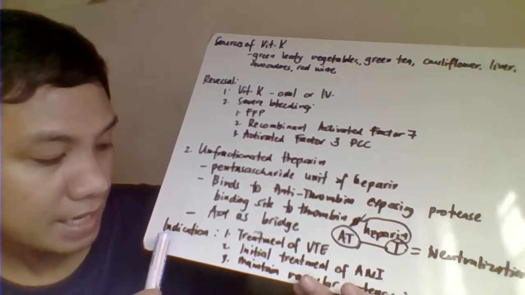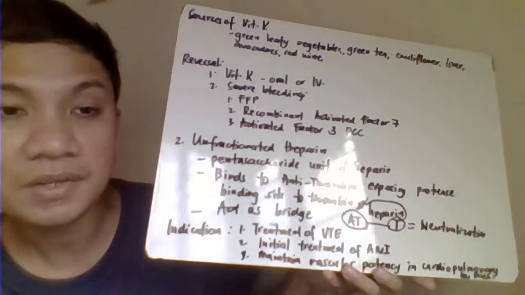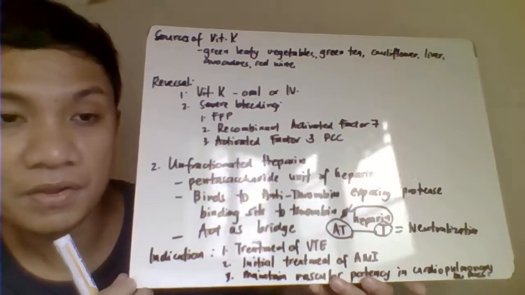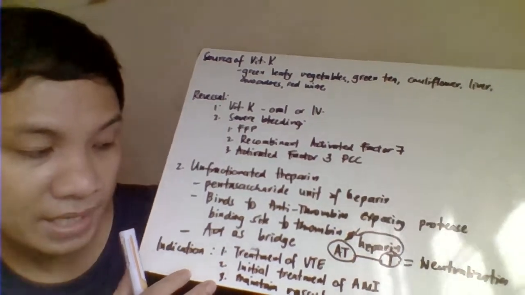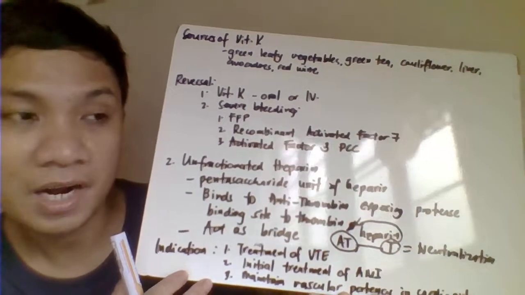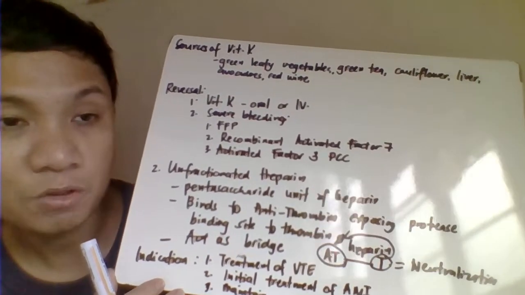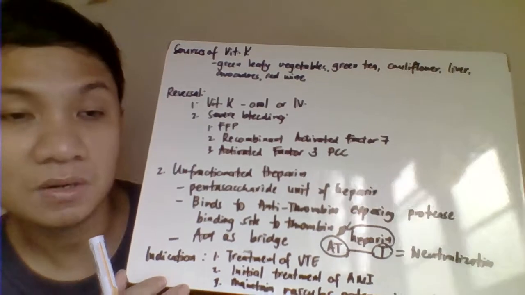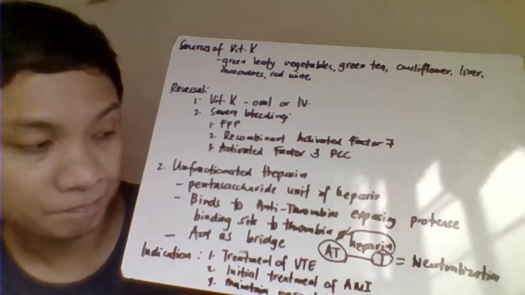Okay, so basically, this one is used for the treatment of venous thrombosis, venous thromboembolism, and as initial treatment of AMI. Another one is for patients undergoing cardiopulmonary bypass operation. Your heparin is administered to maintain the vascular patency of the patient during that cardiopulmonary bypass operation.